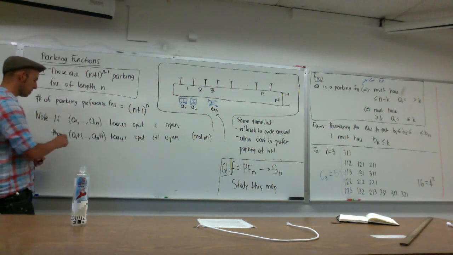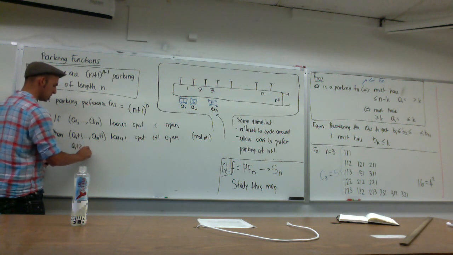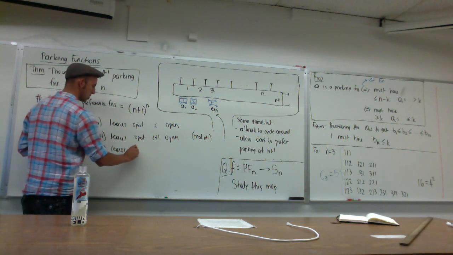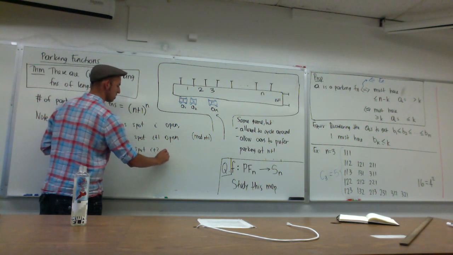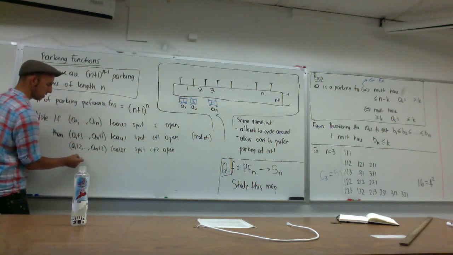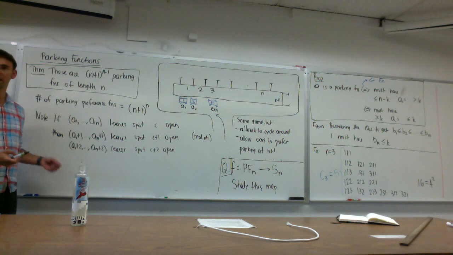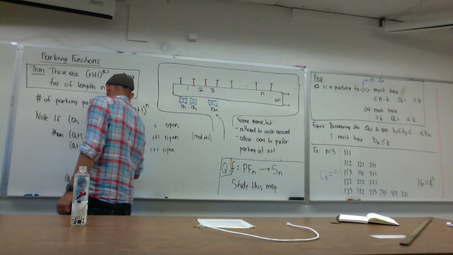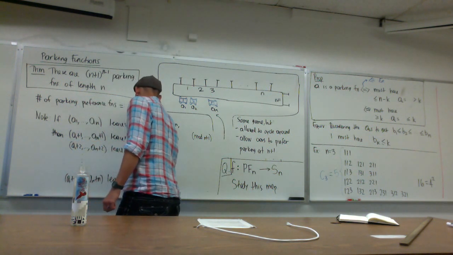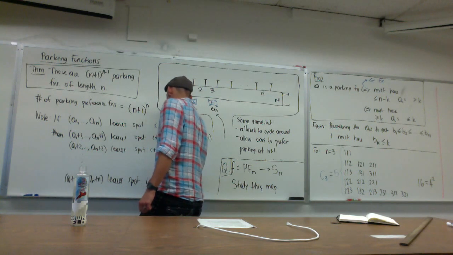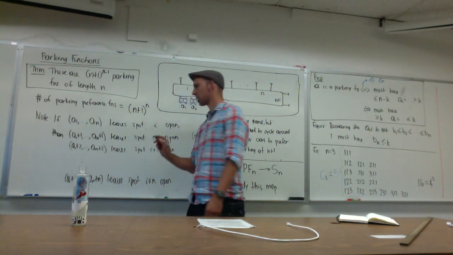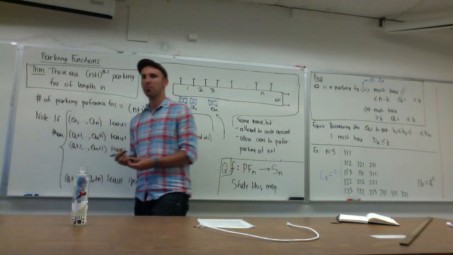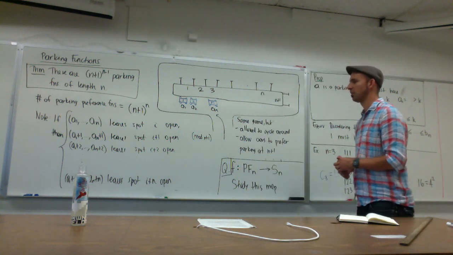And then if I continue this, then a1 plus 2 up to an plus 2 leaves spot i plus 2 open, and I keep cycling through, right? Plus 1, plus 2, up to plus n. a1 plus n, up to an plus n, that leaves spot i plus n open. Okay? And so here I have a group of n plus 1 parking preferences. Which one is the parking function?